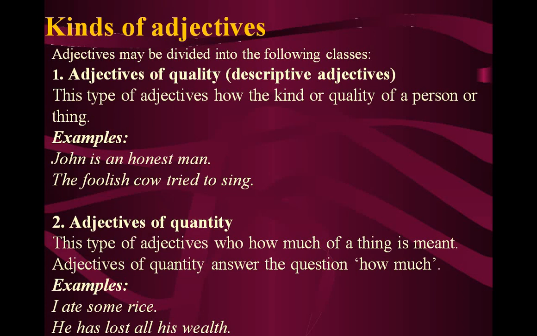See, there are many things that are sold in quantity rather than numbers. Of course we can count the number of grains of rice, but that is not making any sense because rice is sold in quantity. In the same way sugar is also sold in quantity. Okay, so this type of adjective, the adjectives of quantity, is something which shows how much of a thing is meant. Okay, like an example is I ate some rice.